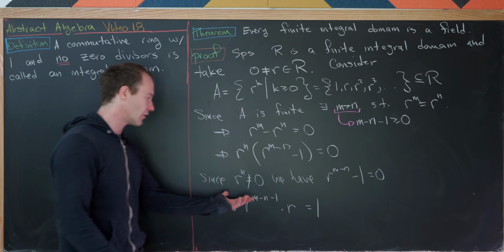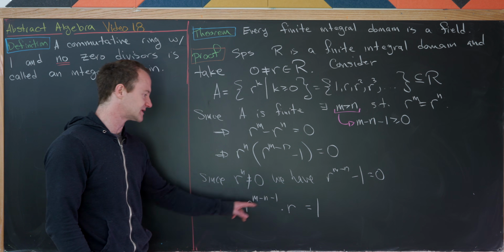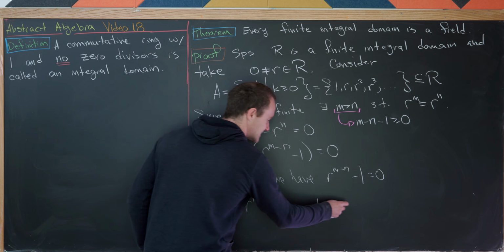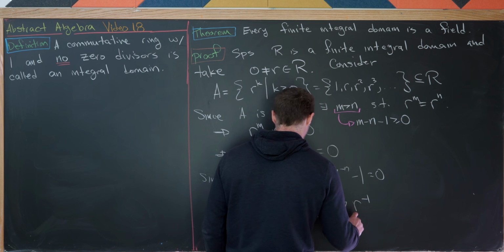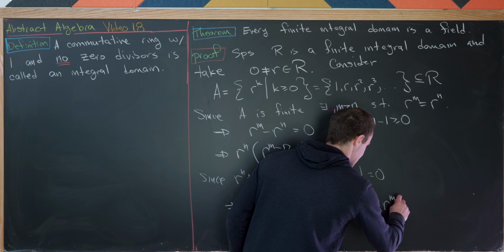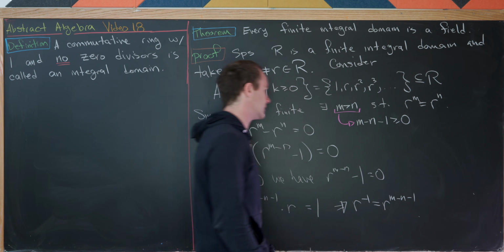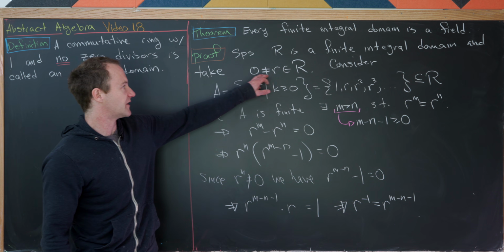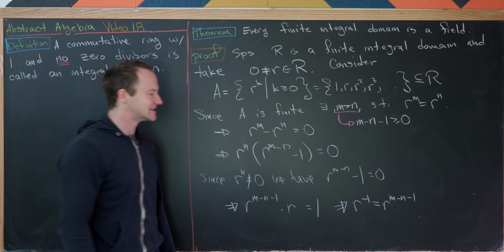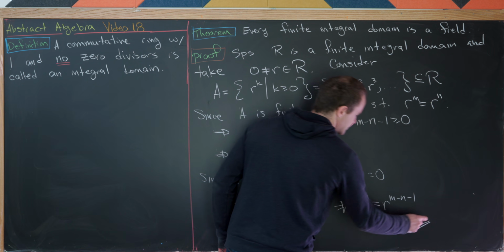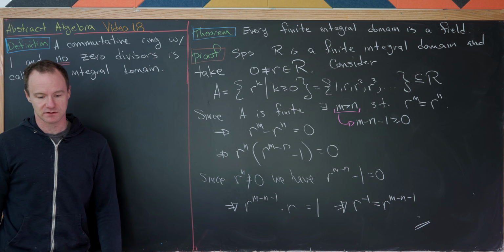But then how can we read this? We have r times something is equal to 1. Well, that something must be the inverse of r. So we have r inverse is equal to r to the m minus n minus 1. In other words, we've started with a non-zero element and shown that it's invertible. But that's exactly what we needed to do to wrap up this being a field.